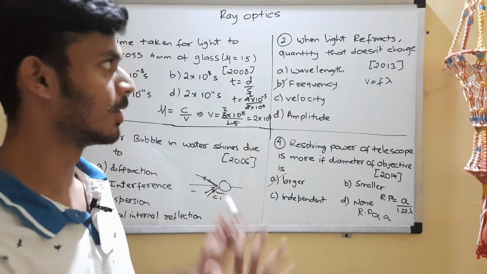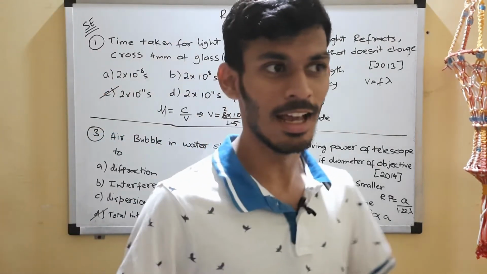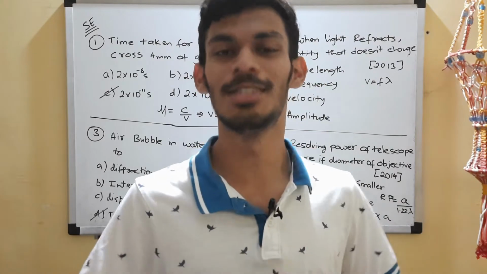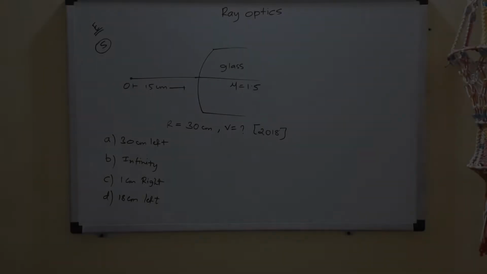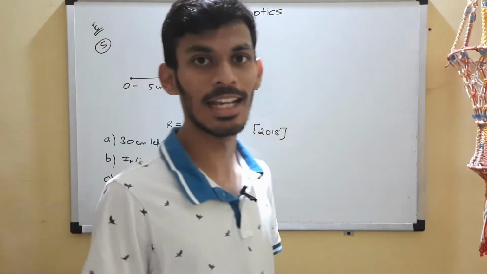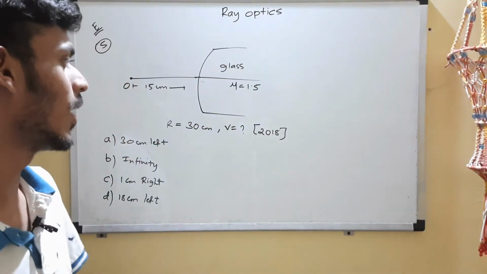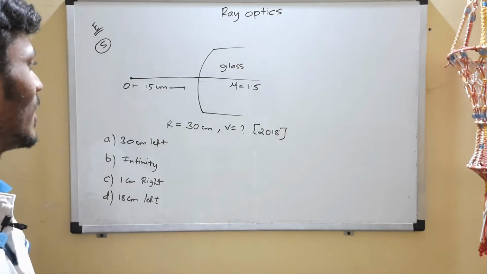So that's all from the super easy category. We'll step up the levels now and move to the easy category. So question number 5 from the easy category this time. This is a question from 2018, the most recent question that we are going to see today.